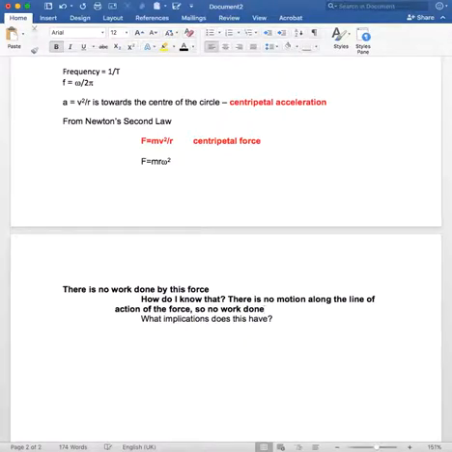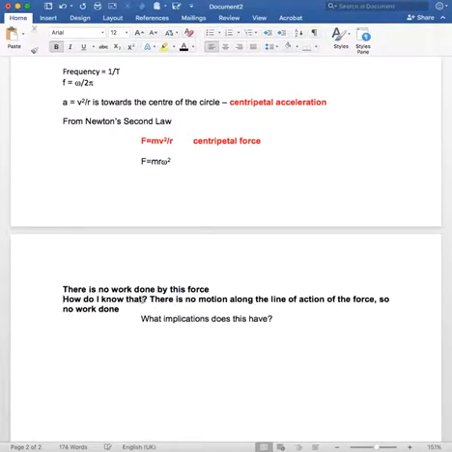So here we have something moving in a circle. It's not doing any work. The force is not doing any work. And you should be able to see that it can't be doing work because the direction of the force towards the center of the circle is at right angles to the direction of motion. And so because there is no motion along the line of action, there is no change in motion along the line of action, there is no work done. So that's my first of the two questions.